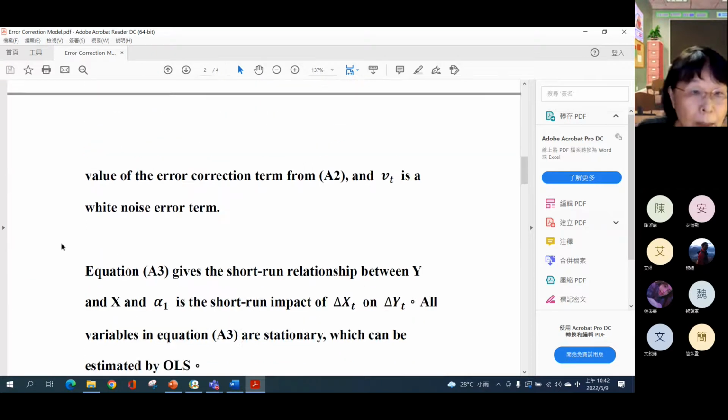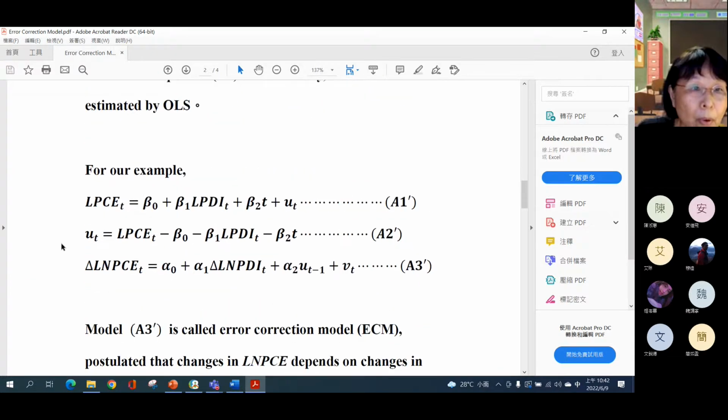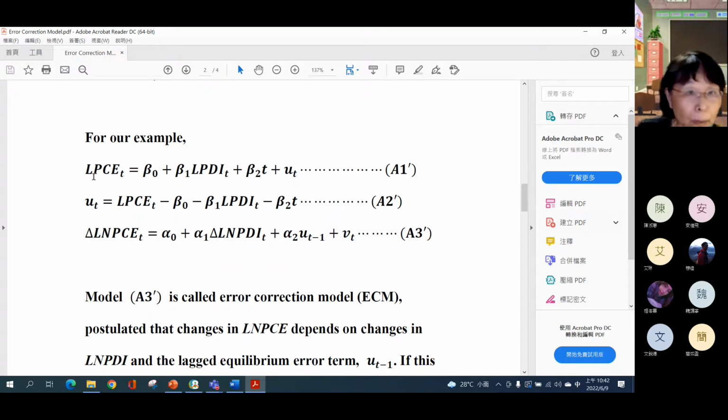All right. So for our examples, for this one, I should put the LN here. I missed the N here. Okay. LMPCE, and this one LMPDI. Okay, this is our original regression. Remember, this is the long run relationship, the equilibrium relationship. And UT is the error term from A1. Okay, and A3 is the error correction model.